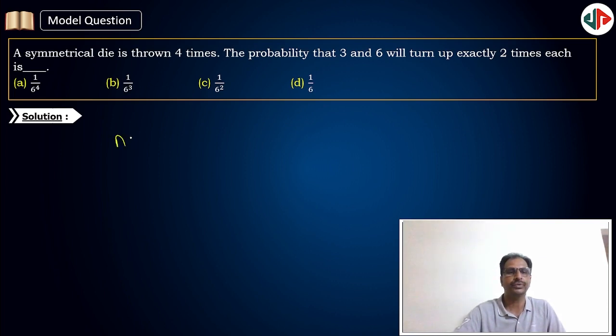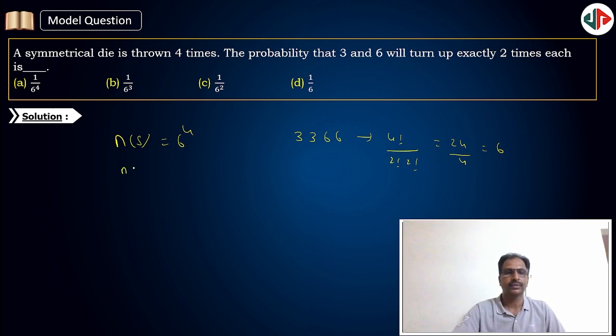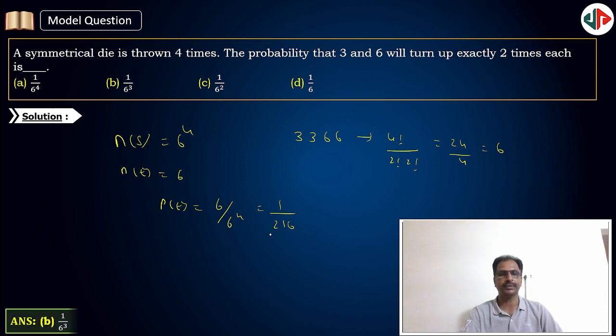Next, a die is thrown 4 times. So N of S will be 6 power 4. The probability that 3 and 6 will turn up exactly 2 times. That is 3 you should get 2 times, 6 you should get 2 times. This can happen in 4 factorial by 2 factorial, 2 factorial, which is 24 by 4, 6. So N of E is 6. P of E is 6 by 6 power 4, which is 1 by 6 cube, 1 by 216, option B.